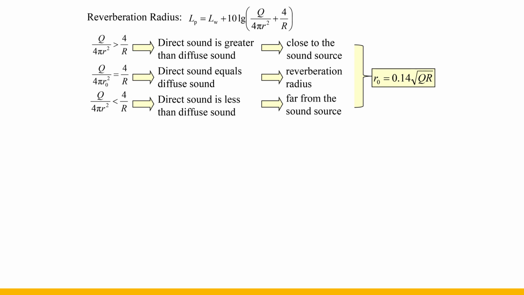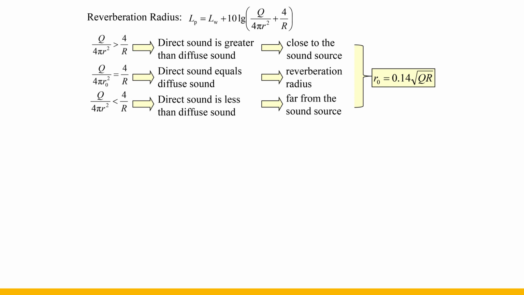The first and third situations correspond to being closer and farther from the sound source respectively. The second case corresponds to the equal sound energy density of the direct sound and the diffuse sound, and the distance from the sound source is called the reverberation radius, or the critical radius. It can be seen from this that the larger the room constant, the greater the indoor sound absorption and the longer the reverberation radius.